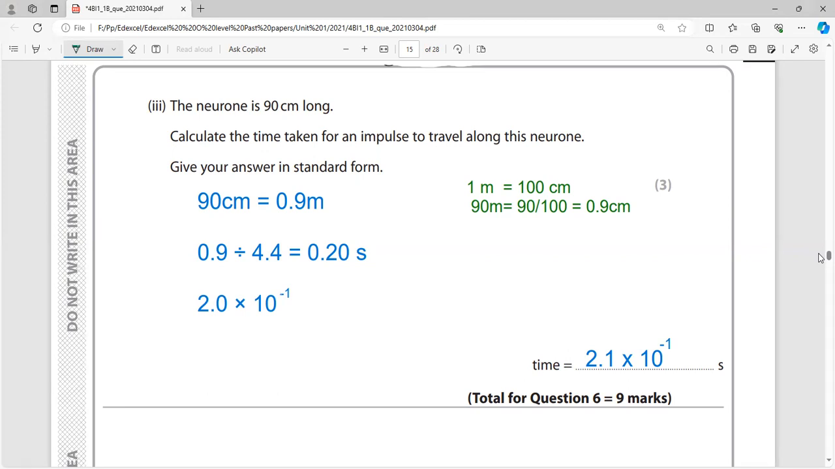That will give us the value if you solve this question. In that way, our answer will become 2 × 10 to the power of minus 1. So we're going to solve this: the distance divided by the velocity.